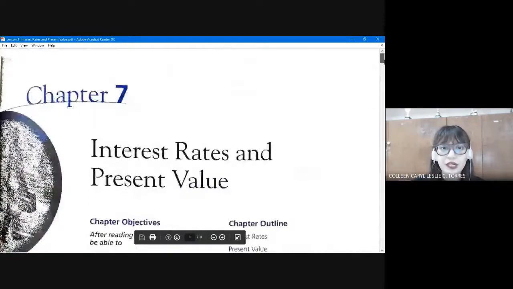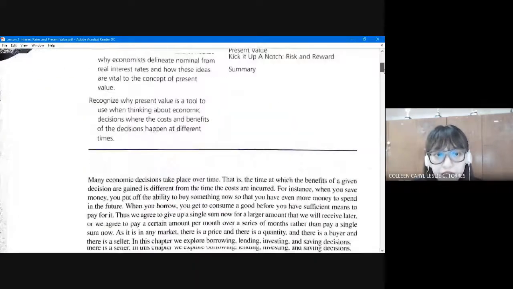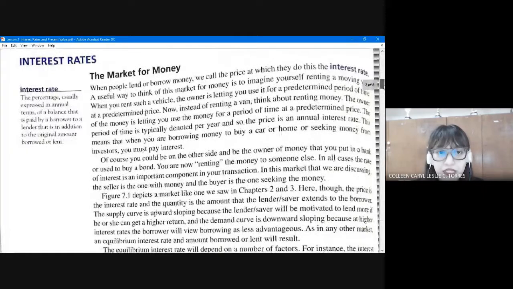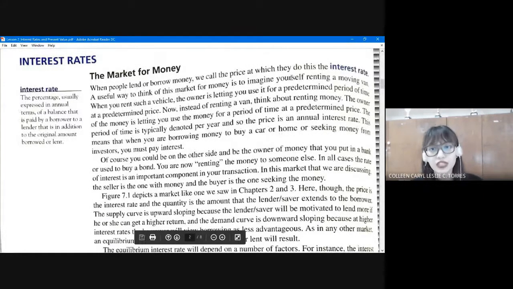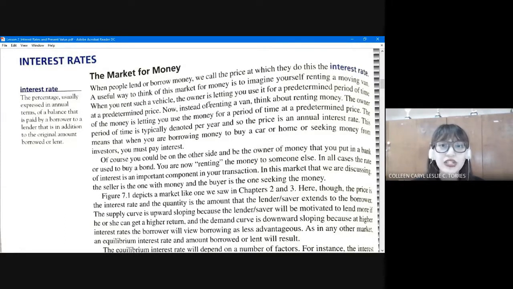Now, in the book, we have interest rates. So the market for money, as mentioned in the book, when people lend or borrow money, we call the price at which they do this the interest rate. A useful way to think of this market for money is to imagine yourself renting a moving van. When you rent such a vehicle, the owner is letting you use it for a predetermined period of time at a predetermined price. Now, instead of renting a van, think about renting money. The owner of the money is letting you use the money for a period of time at a predetermined price. So that's the idea of interest rate.